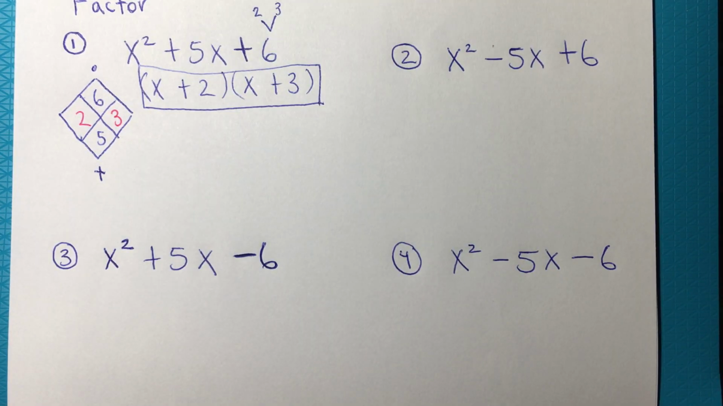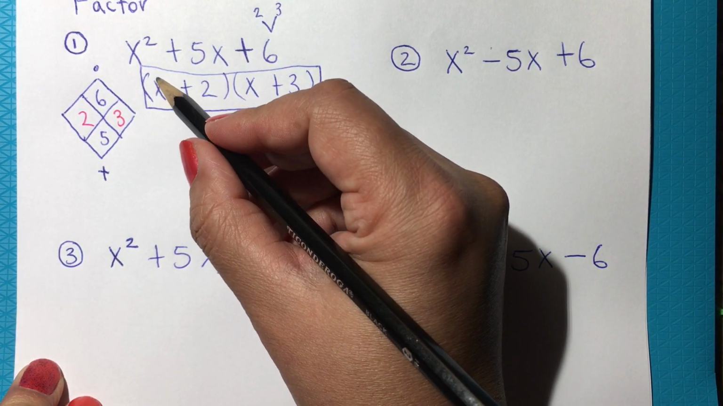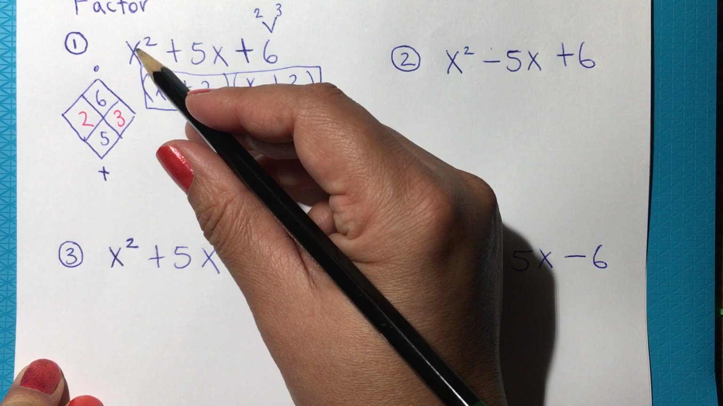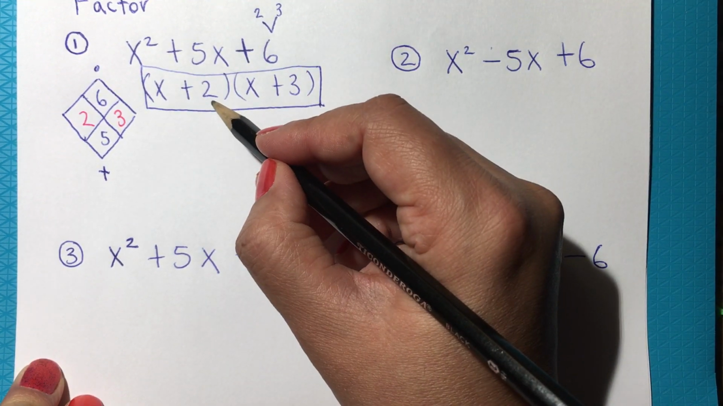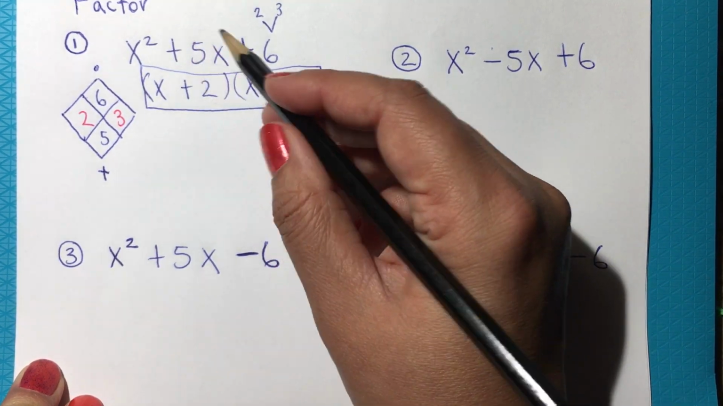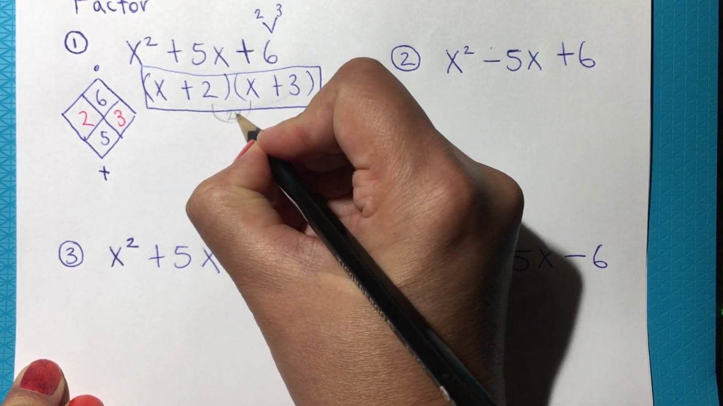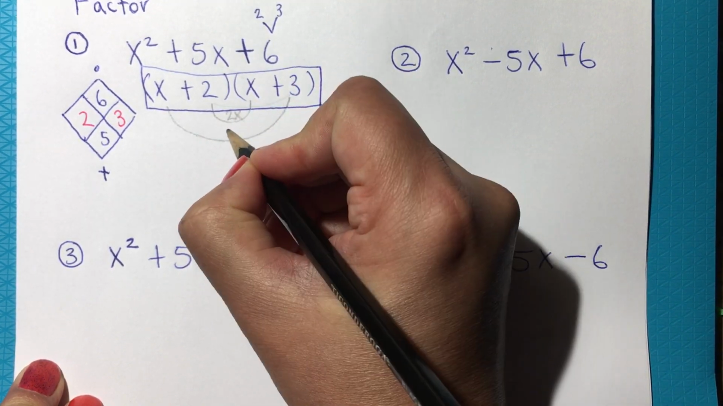But if you want to do a quick check to make sure that you have the right factors, what you can do is here. Remember that this x times x is the x squared, and then the last two terms are 2 and 3, so 2 times 3 is 6. But for the middle term, we multiply 2 times x is 2x, and x times 3 is 3x.